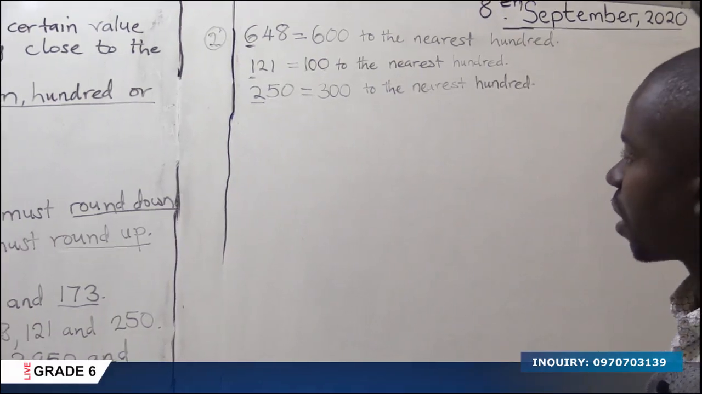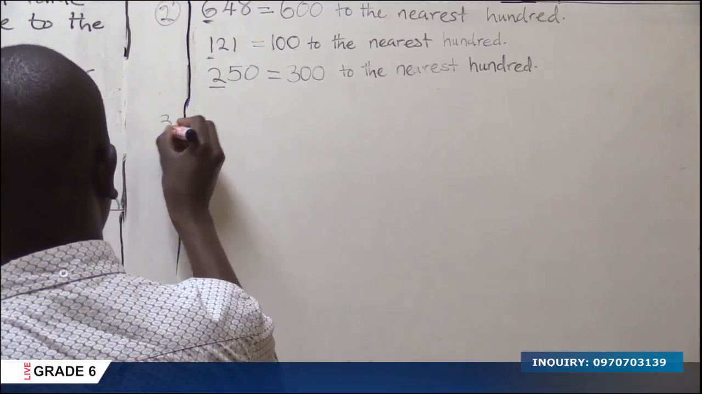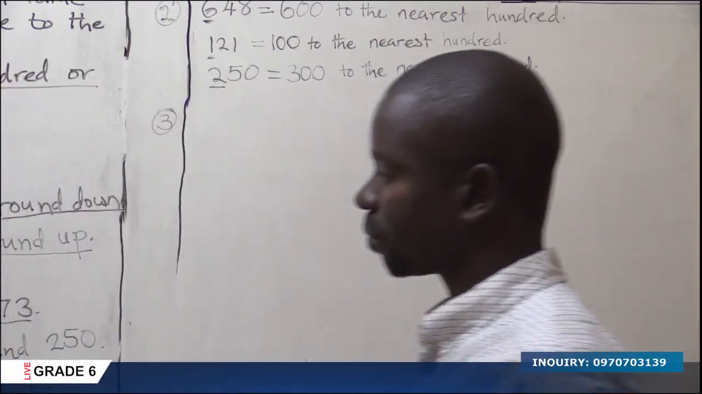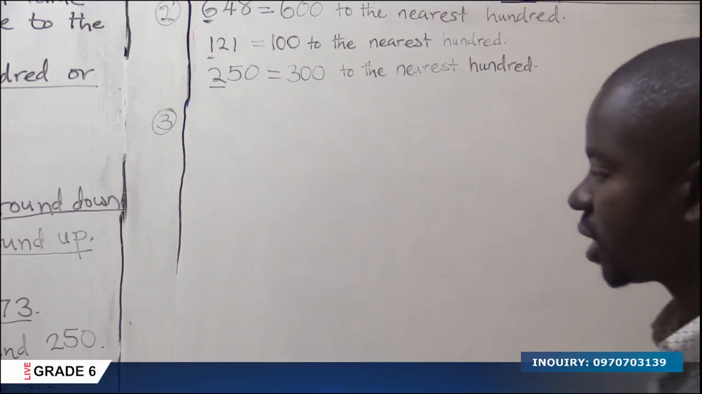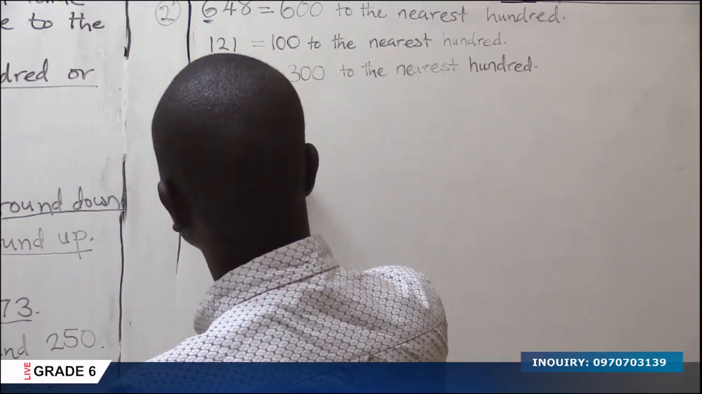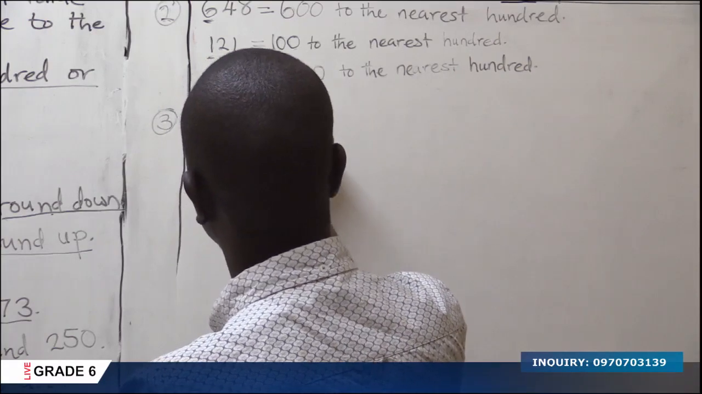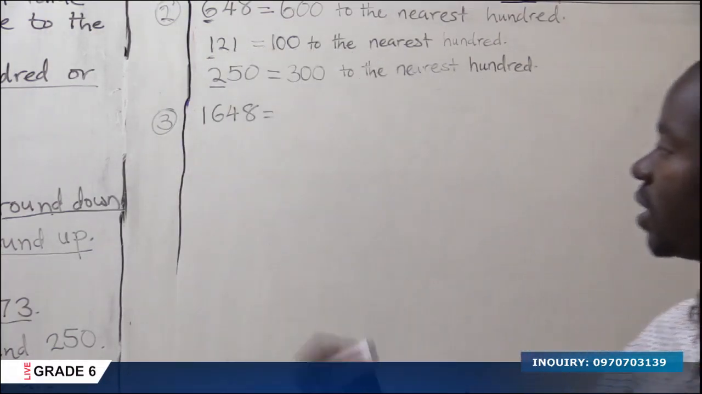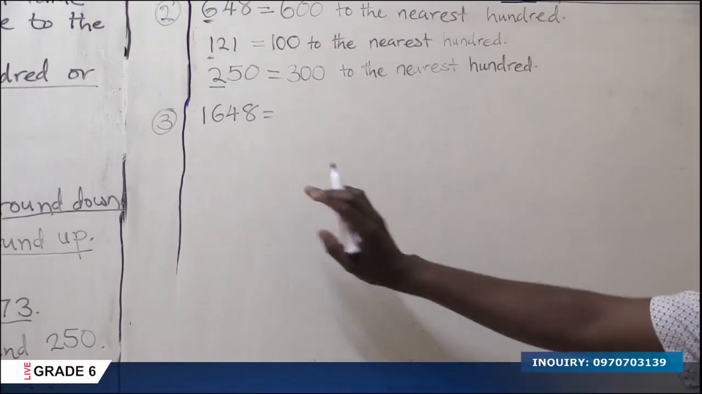I hope you are following, boys and girls. Let's go to number 3. Number 3 says round off to the nearest 1,000. And there we have got 1648. So boys and girls, what are we going to do?